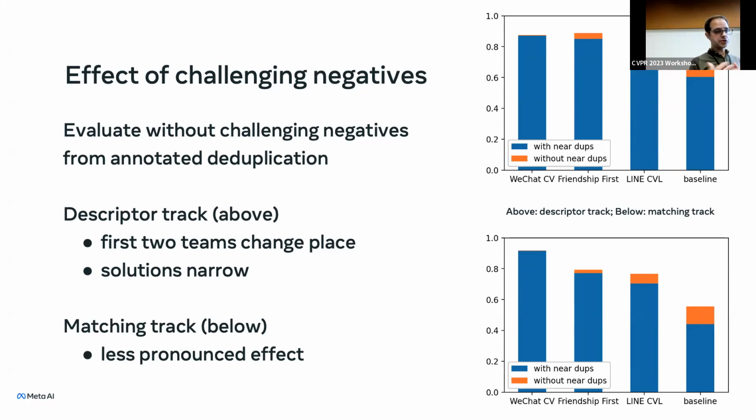On the descriptor track, we find that the differences are fairly large relative to the gap between teams, as team performance was more similar in general. On the matching track, we find that the differences are not that significant. And I should say on the descriptor track, these gaps are significant enough to make the second place team, Friendship First, Competition Second, overtake the first place team.